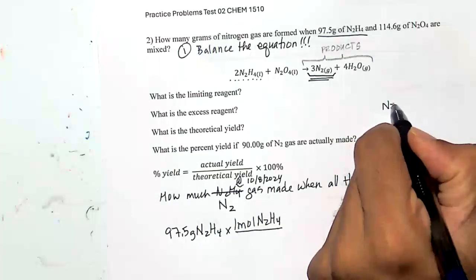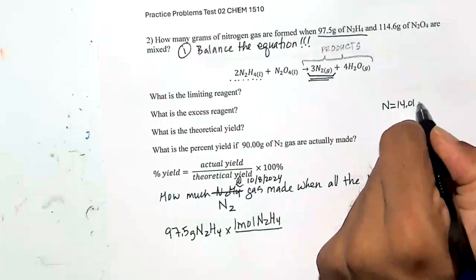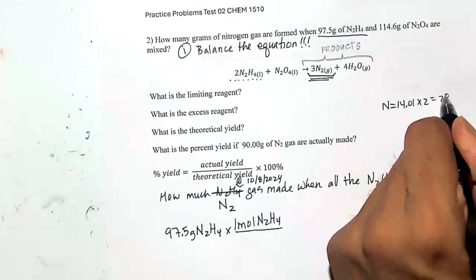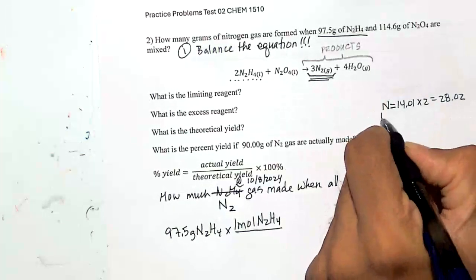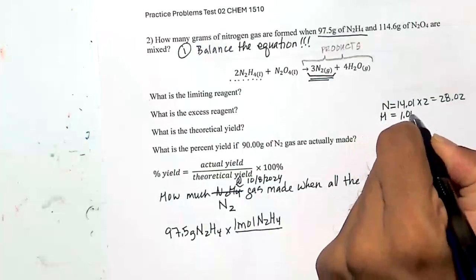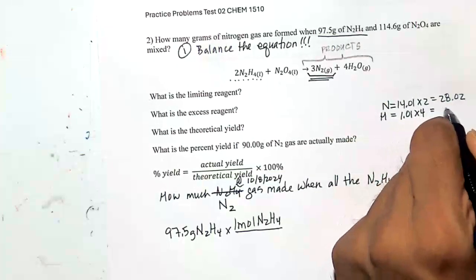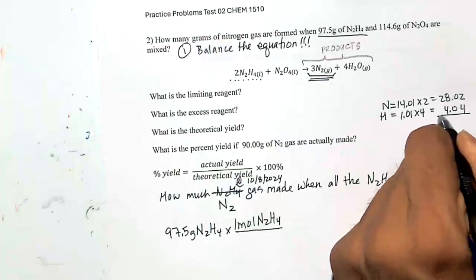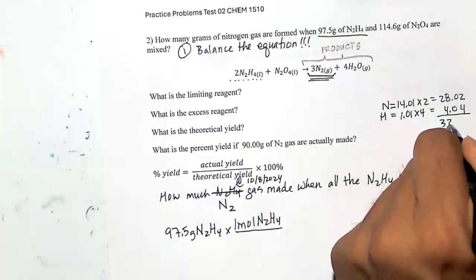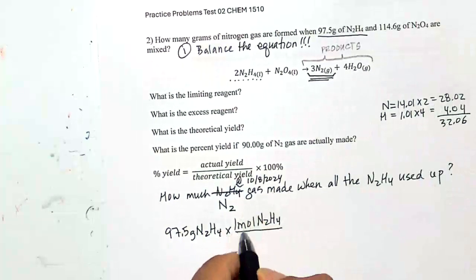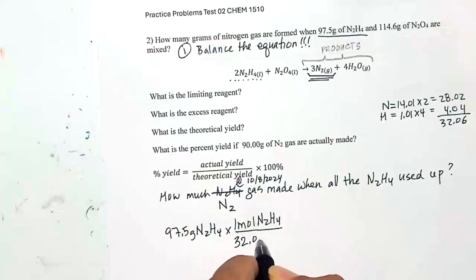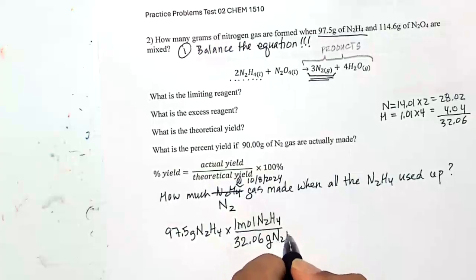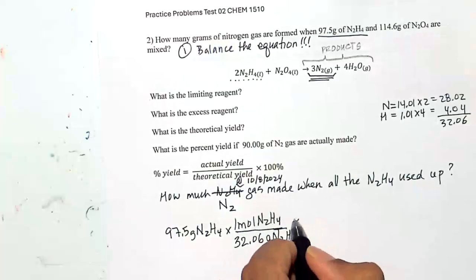Nitrogen is about 14.01, but we have 2 of it. Hydrogen is 1.01, but we have 4 of it. So I am getting 32.06. So 1 mole of N2H4 is about 32.06 grams of N2H4.